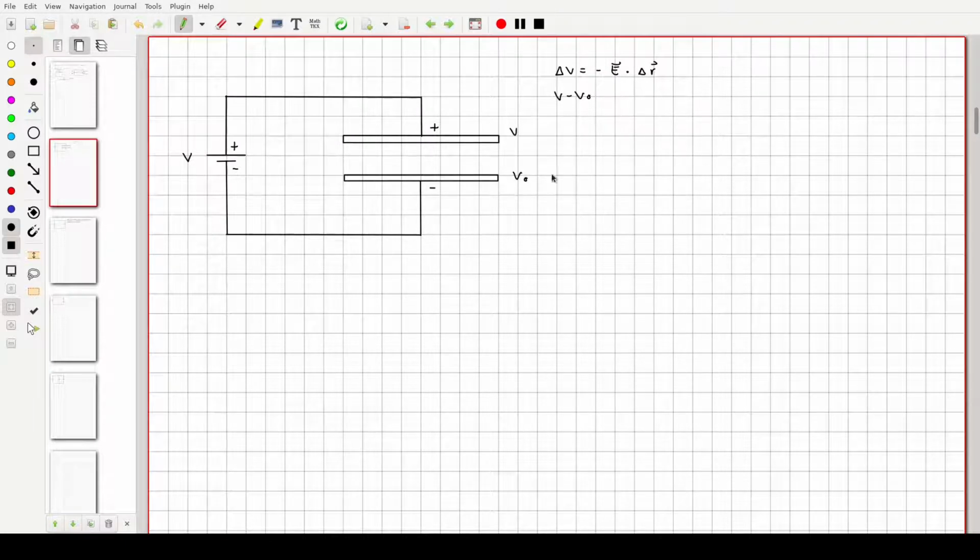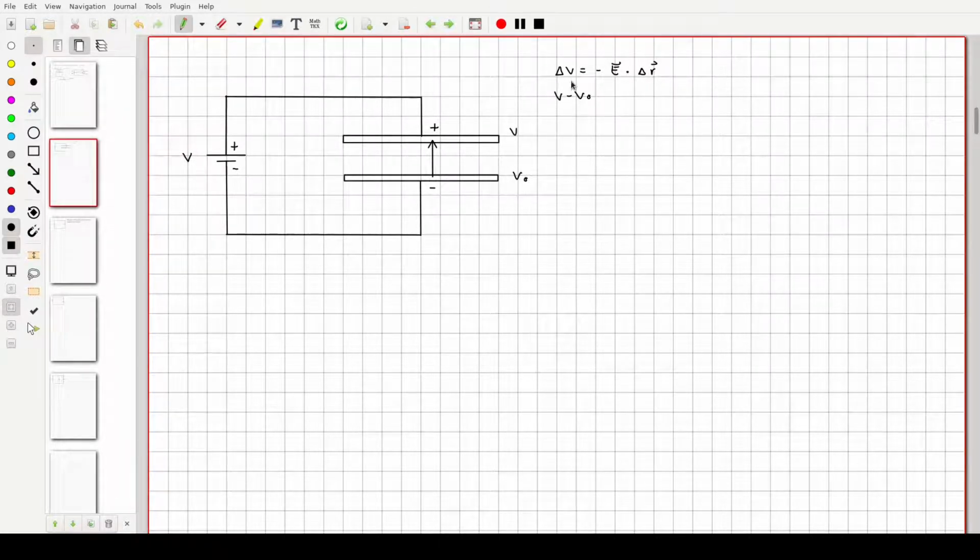On the right-hand side, our delta R is going to be the distance between the plates. Okay, so when I do this difference here, I would need to get a positive number. So if I were to look here, again, V naught is here, V is there. This would be the direction that we would integrate or we would walk. This is the direction of delta R. Okay, would be that way.